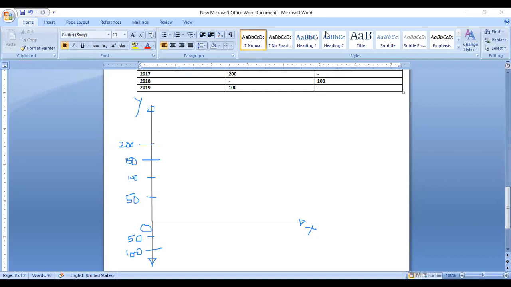Okay. So now again this is 2017, this is for 2018, and this is for 2019. Now you see, first of all, for 2017, 200 crores profit is there. Up to 200, you have to draw like this. This bar, okay. In the year 2018, 100 crores loss is there. So loss below x-axis we have to depict, we have to show.